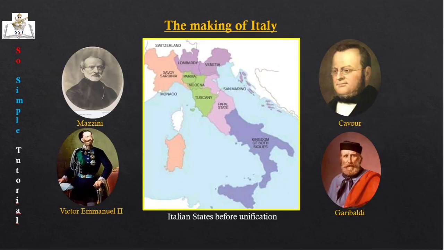Like Germany, Italy too had a long history of political fragmentation. Italy was divided into a large number of states under different rulers. The north was under Austrian Habsburgs. The central part was ruled by the Pope. The southern part, kingdom of both Sicilies, were under the domination of the Bourbon kings of Spain. Only the kingdom of Sardinia-Piedmont was ruled by an Italian princely state.